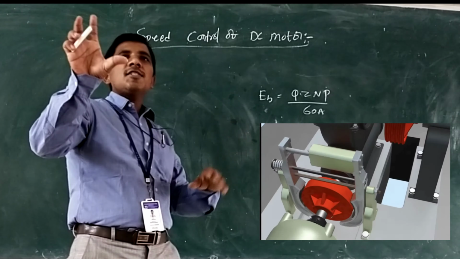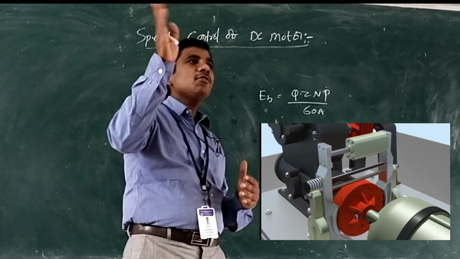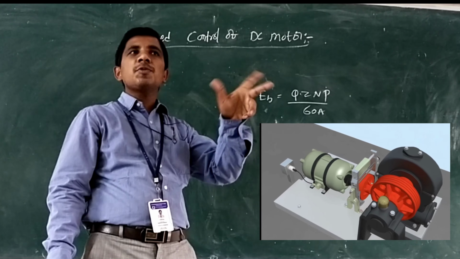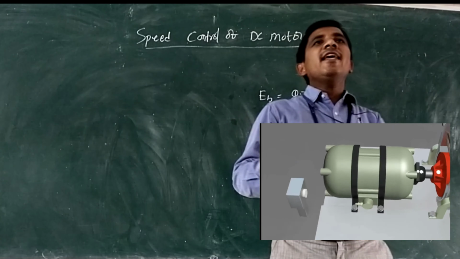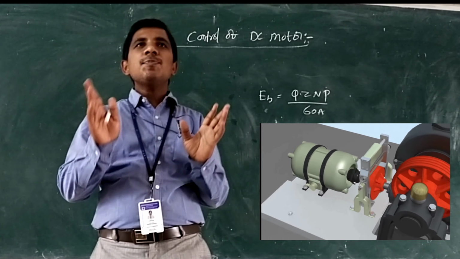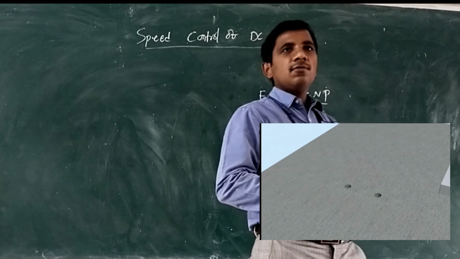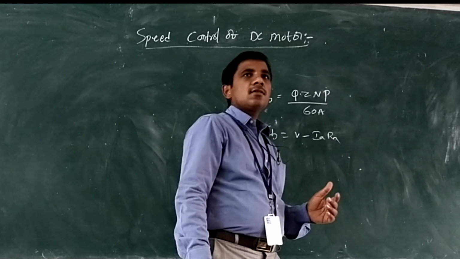For fan speed control, we use a rheostat, and by varying it we reduce the speed. Similarly, DC motors are used for smooth speed control. In lifts also we are using DC motors. AC motors give high speed, but smooth speed control is possible only with DC motors, not AC motors.